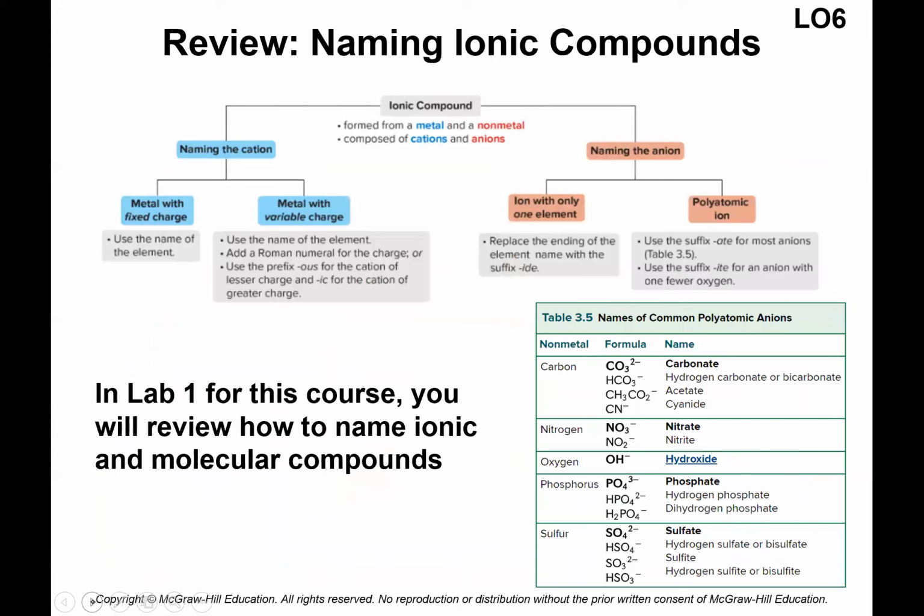Right. Also, you will need to review how to name ionic compounds. I will sometimes use names of ionic compounds, and I do expect that you will know what I'm referring to when I use these names. Right. And so we will be looking at this in more depth in Lab 1, just as a review. And I have also provided the table here of the polyatomic ions, specifically polyatomic anions, for your reference.